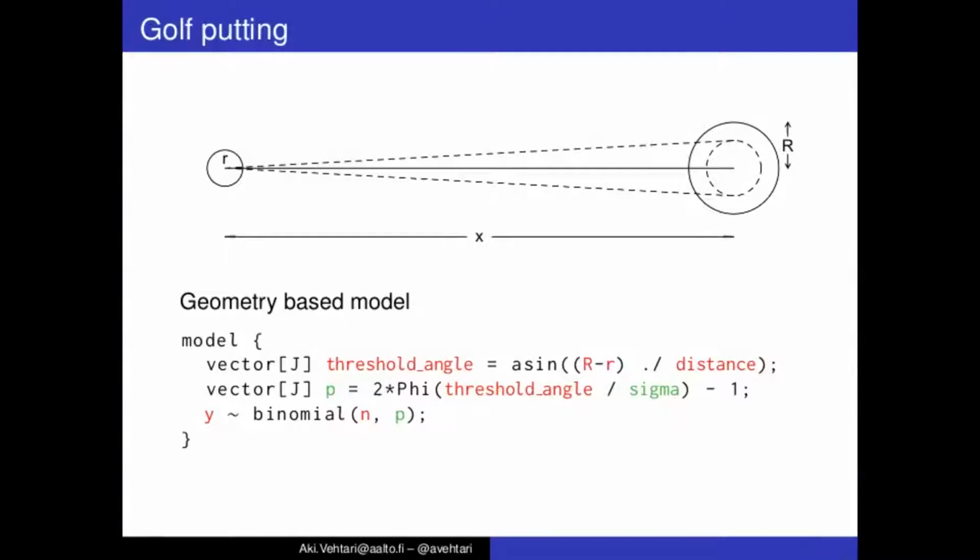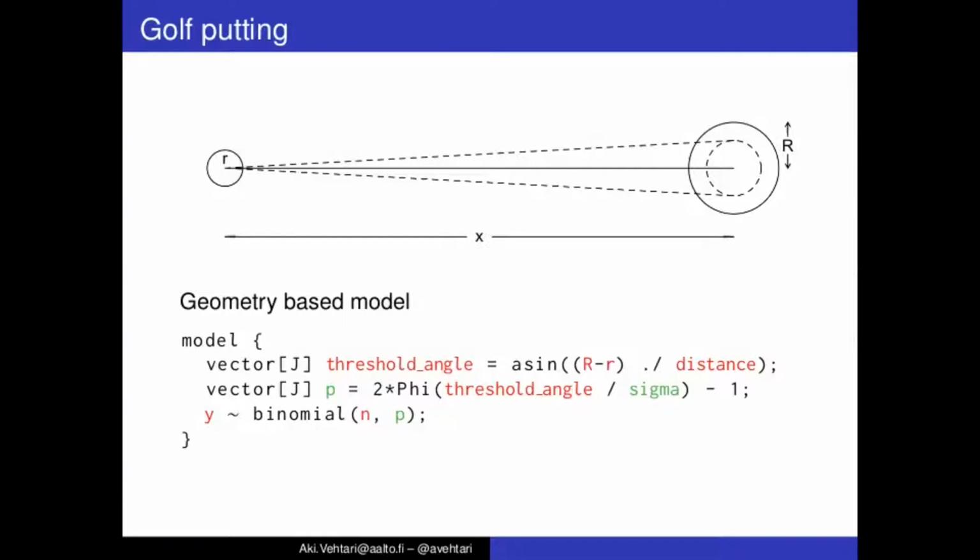And then given this threshold angle, and this unknown sigma for the scale of this angle error, we can compute a vector of probabilities p, and then use again this binomial model and say that the number of successful putts is binomially distributed given n and p. Here we don't use the logit transformation, as the previous line is already computing the p so that it is between 0 and 1.